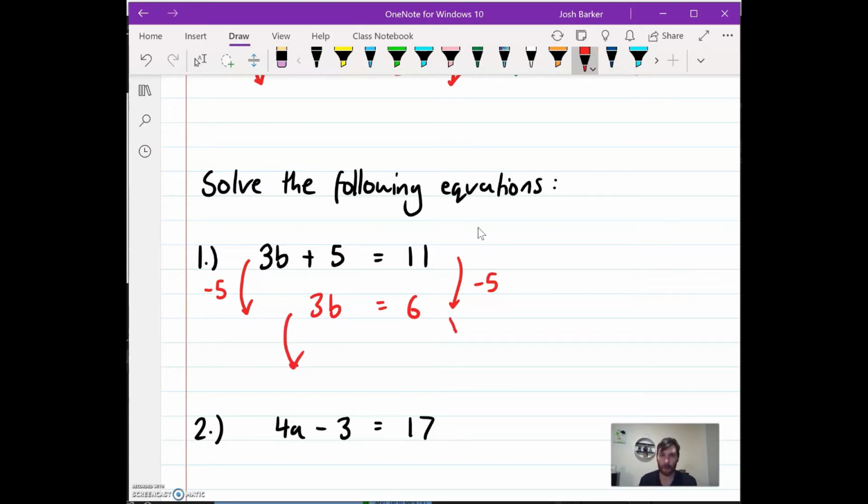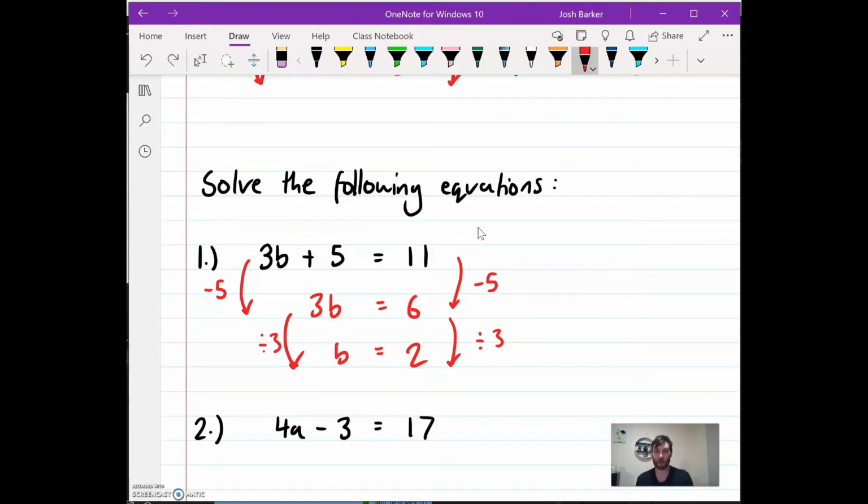Now I'm going to do the opposite of multiplying by 3, which is to divide by 3, which makes sense. If 3 lots of my mystery number is 6, I need to divide 6 by 3 to figure out what that is, which is 2. Now what you can do as well is put this 2 into the equation here. The arrow's a bit dodgy, but essentially I can say, well, 3 multiplied by 2 is 6, plus 5 does give me 11.